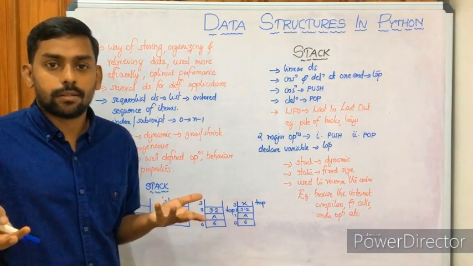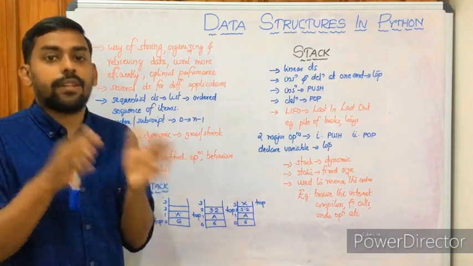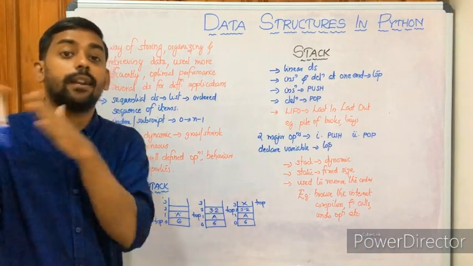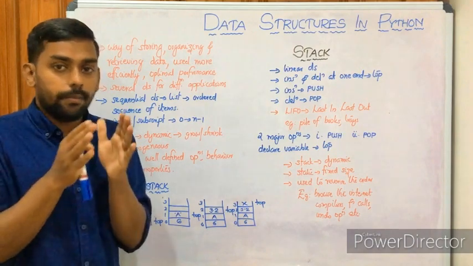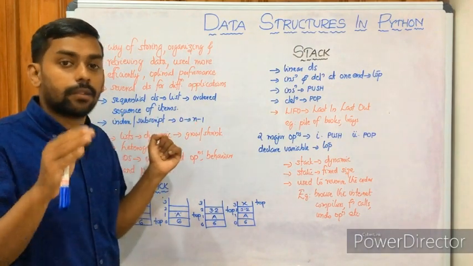Then what is a static data structure? A static data structure is a structure having a fixed size of elements. Suppose we initialize it with size 5. We cannot add a 6th element or 7th element, because the size is fixed. Maximum size is 5. But a list is a dynamic data structure.